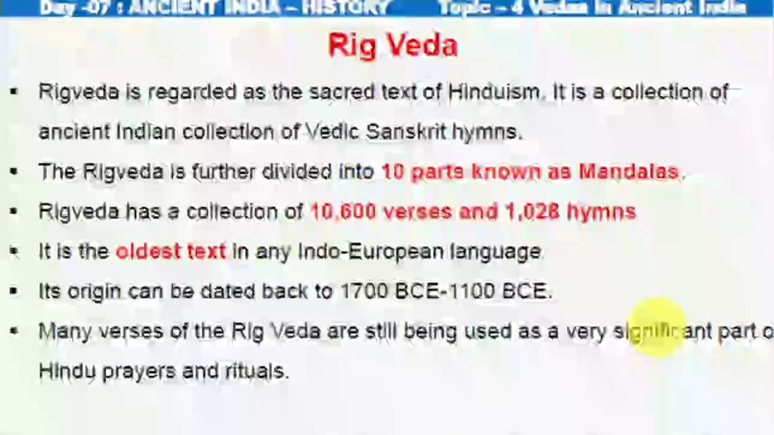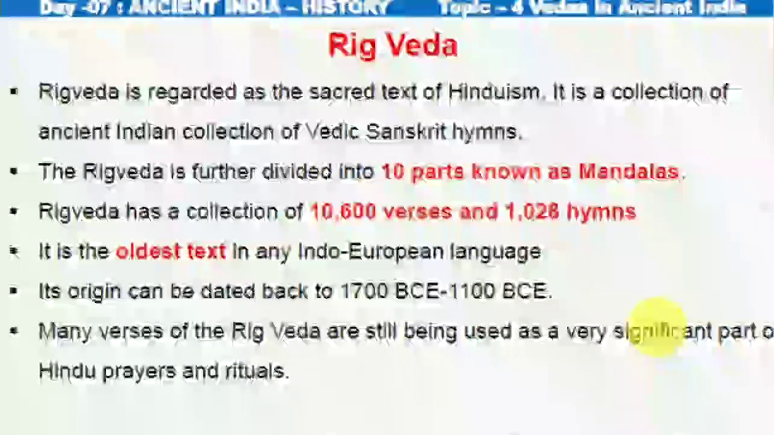The Rig Veda is further divided into 10 parts known as mandalas. This is very important from the question point of view. Rig Veda has a collection of 10,600 verses and 1028 hymns. The things I have marked in red are all important. It is the oldest text in any Indo-European language. Its origin can be dated back to 1700 to 1100 BC.